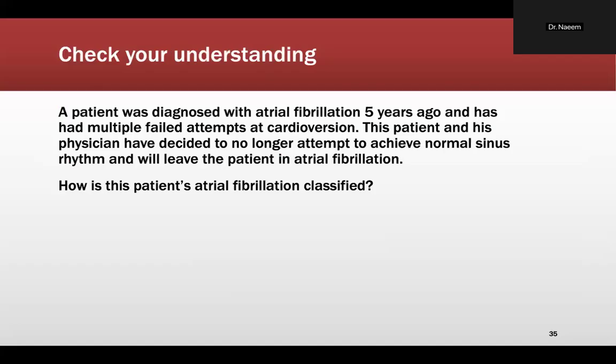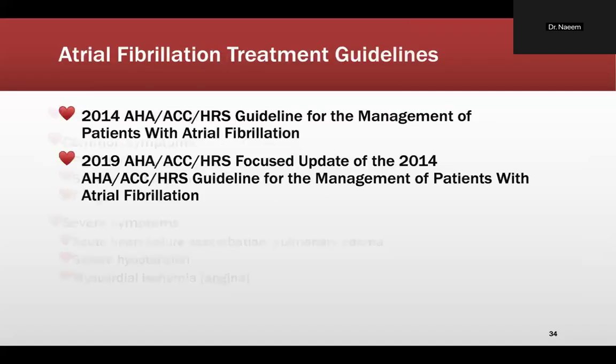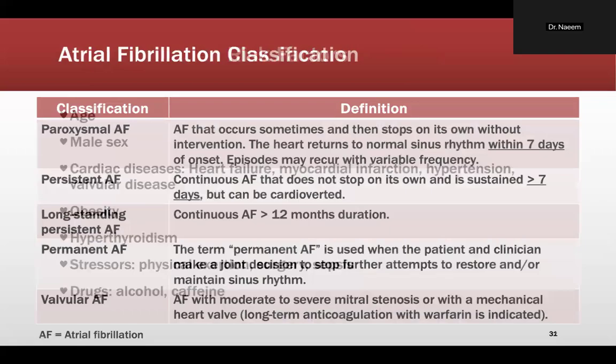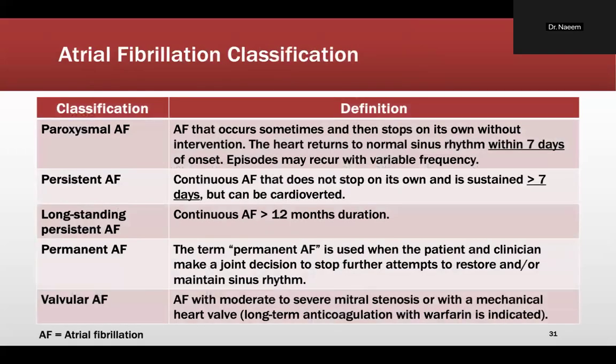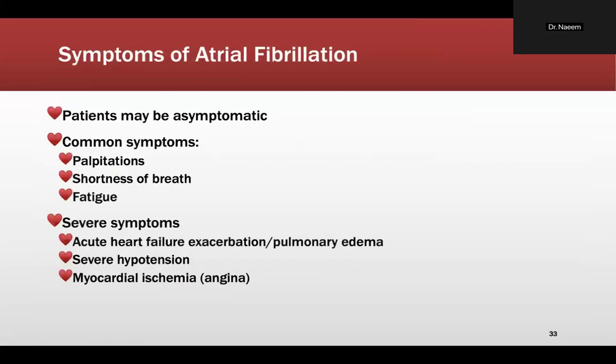Okay, an understanding question. So there's essentially a case, and you're going to use the classification table to identify what exactly this type of AFib this patient has. So this is someone who has had multiple failed attempts at cardioversion. The patient and his physician have decided to no longer attempt to achieve normal sinus rhythm and will leave the patient in AFib. So hopefully you identify this as permanent AFib, because going back to the table right here, the term permanent AFib is used when the patient and clinician make a joint decision to stop further attempts to restore and or maintain sinus rhythm.